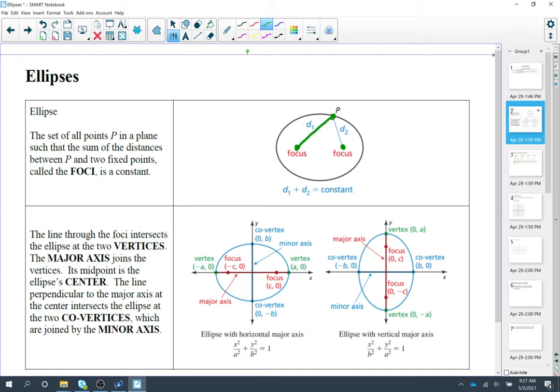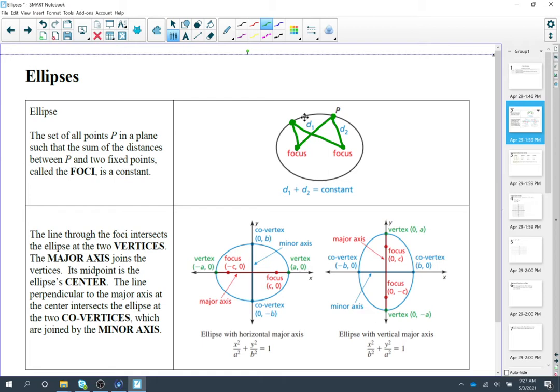We find the first distance and the second distance, you add them together, and you get a number. Then if you find any other point on the ellipse, find the first distance, find the second distance, add those together, you're going to get the same number. Then if you keep doing that the whole way around, you're going to get an ellipse.